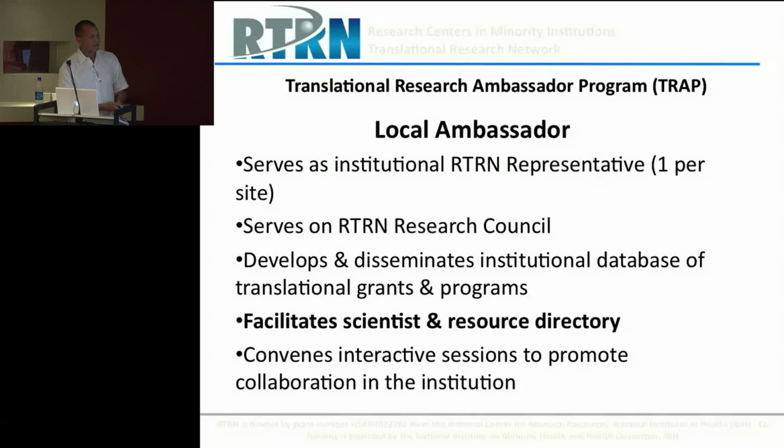It may or may not be the ambassador who helps facilitate the science and resource directory, but that may be a good person who can at least help direct an individual who's going to be inputting data into those systems. You want somebody who has a good breadth of knowledge of the research that's going on and who the investigators are, and who could play a role in helping to move that forward.